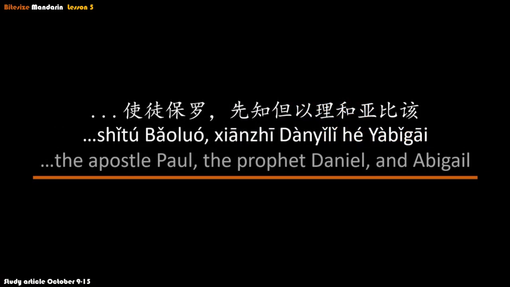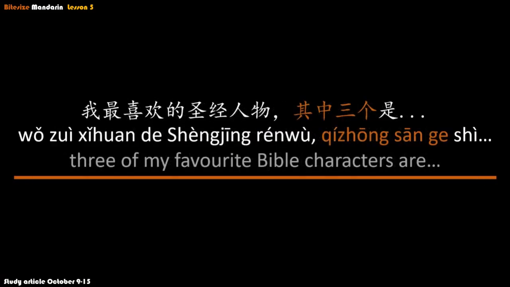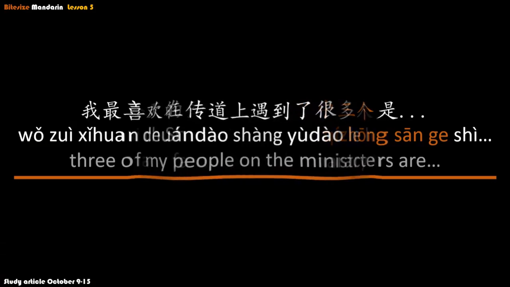So if you notice, 我最喜欢的圣经人物 其中三个是. So in this sentence, I've already mentioned the noun 圣经人物, and then I don't need to repeat it again. So I don't need to say 其中三个人物 because I've already said it earlier on in the sentence. So here's another example of that.